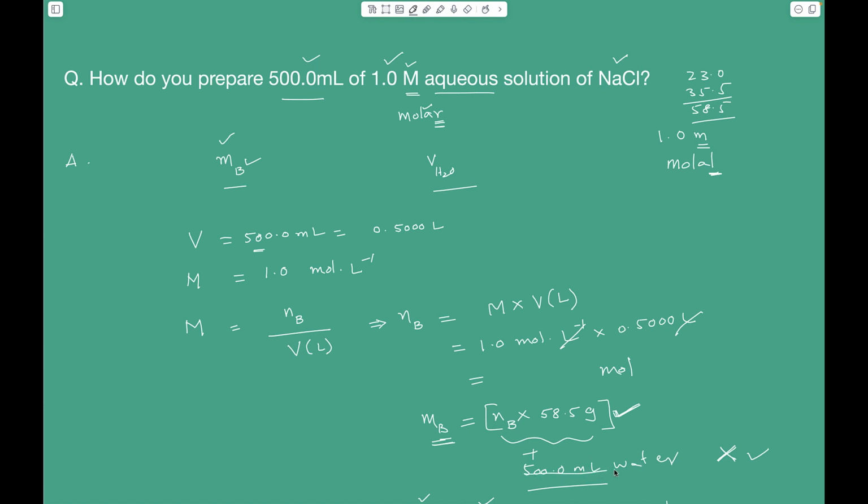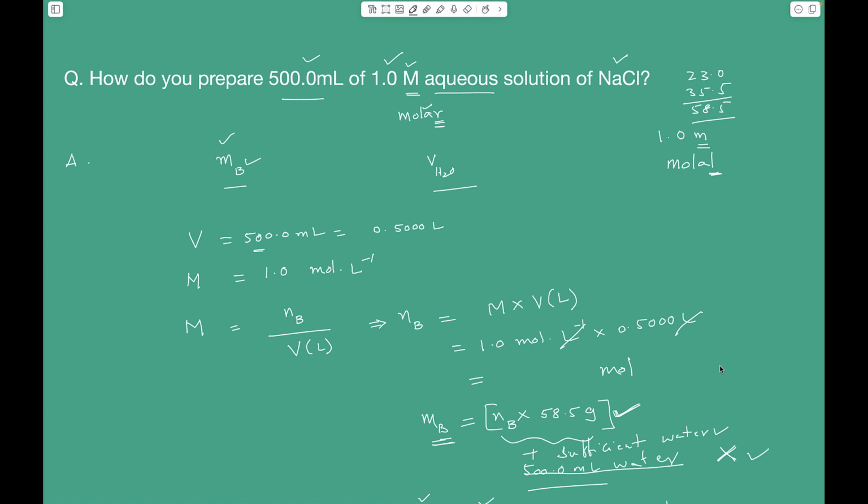So in that case, what would I say? I would only say that mix this solute, sodium chloride, with a sufficient amount of water. What do you mean by a sufficient amount of water? Whatever it is. Mix it with as much water as needed to make 500 ml of the solution. That's all I can tell you. Sitting at my desk, I cannot tell you the quantity of water needed for the preparation of this solution. But I can tell you the mass of the solute needed.